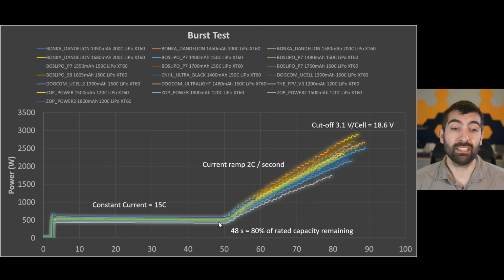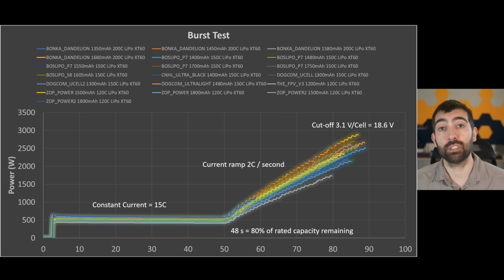The reason we do this is to allow the pack to warm up to the condition that it would be in if you were flying. Obviously, we don't just want to do the burst test from cold because that's not representative of the condition the pack will be in when you're actually flying it. When you've drawn some current from the pack, you'll have warmed it up. That will energize the chemistry, that will reduce the DCIR of the pack, and that will improve its burst performance. And we want to take that into account with the testing. So we do 48 seconds of a 15C discharge to get the pack warmed up into a typical flight condition.